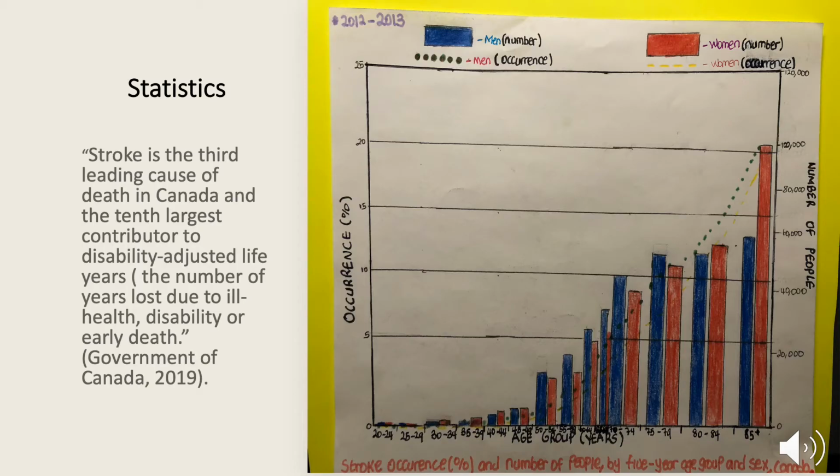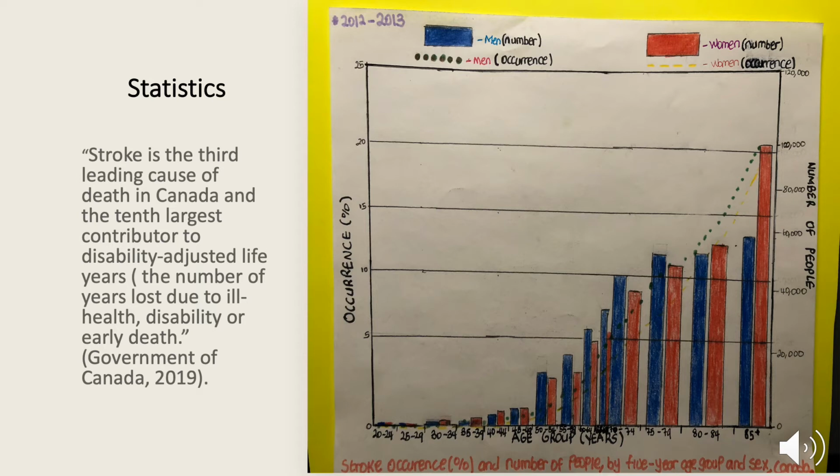According to the Government of Canada, stroke affects older people, with about 10% of adults aged 65 and older having experienced a stroke. Women and men have similar stroke occurrence in the younger age group. However, men aged 60 years and older have higher occurrence than women of the same age.